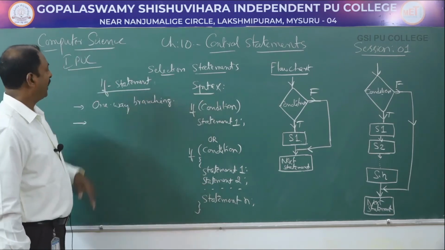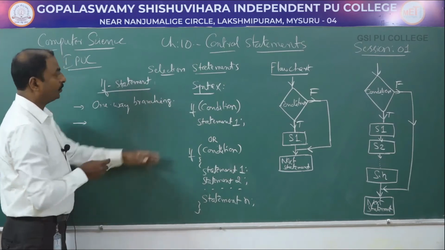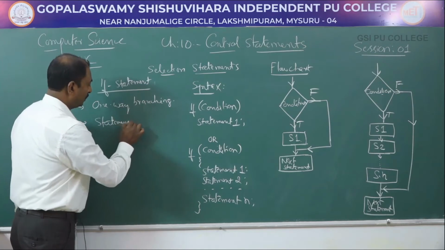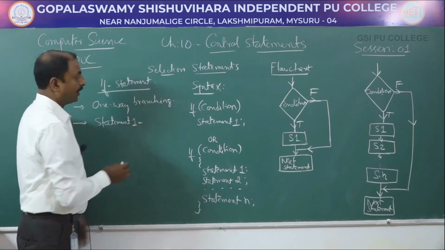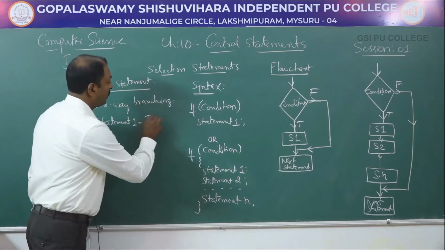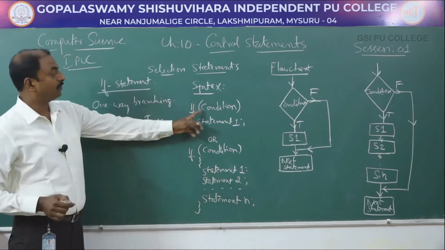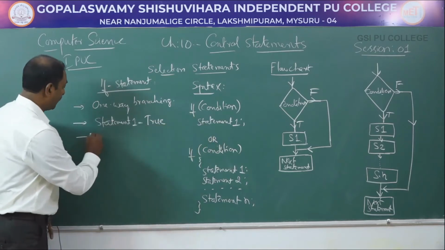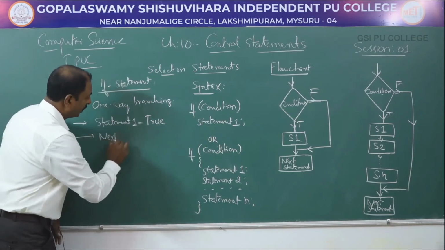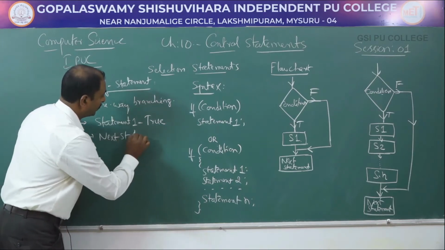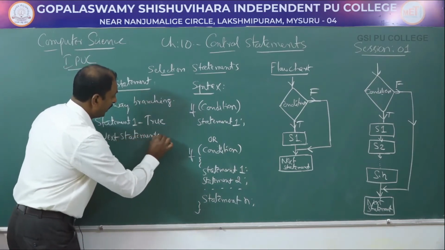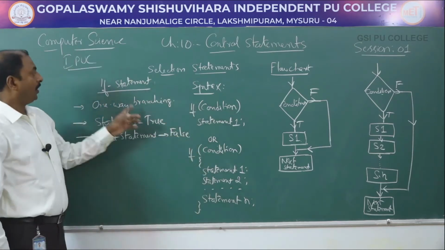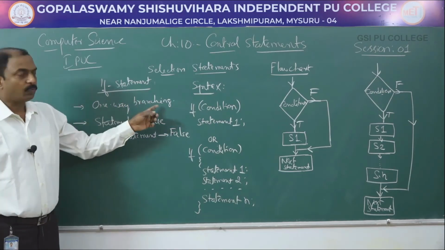If statement is going to execute the statement 1 in the syntax. It executes the statement 1 if the condition is true. If condition is true, it executes the statement 1 in the syntax. Suppose if condition fails, it goes to next line or next statement. It executes next statement if condition is false. So if statement is called as one-way branching.